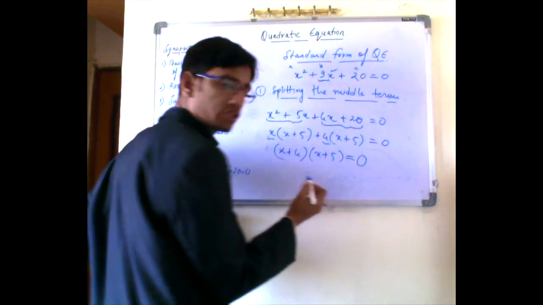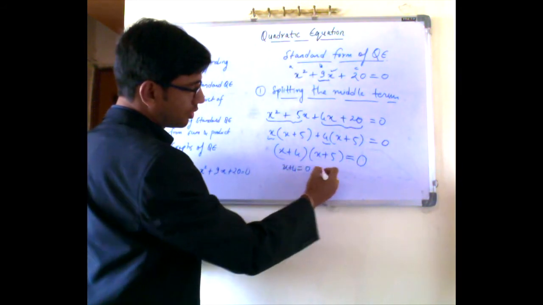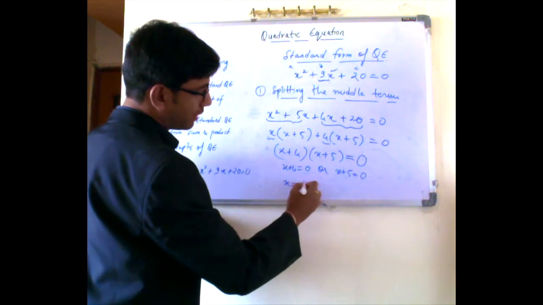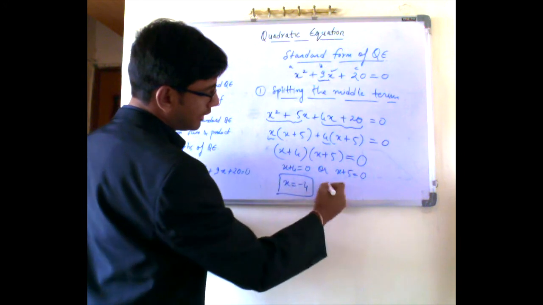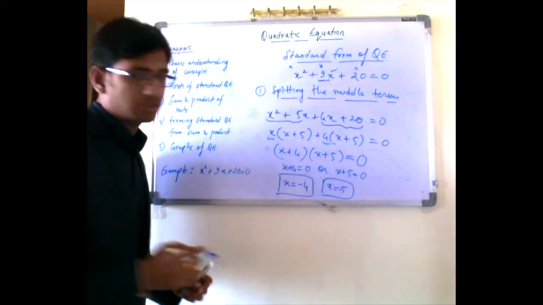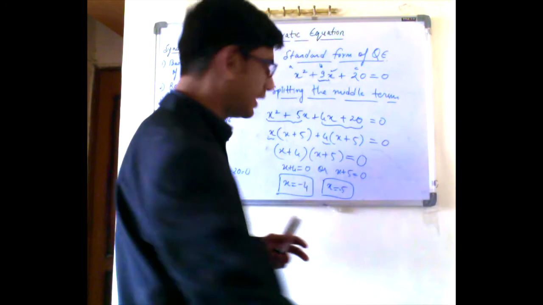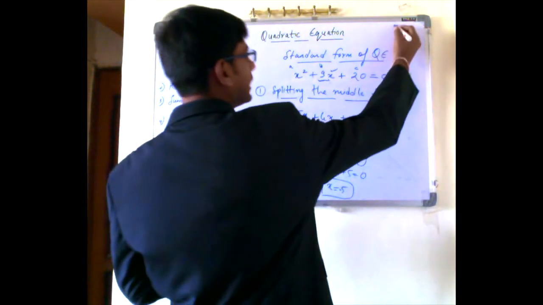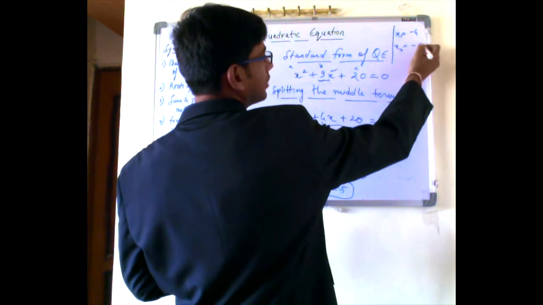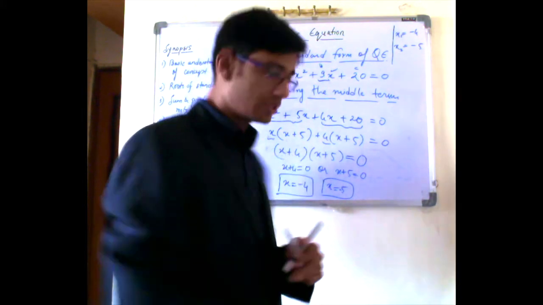So either one has to be 0. So x plus 4 could be 0, or x plus 5 could be 0. So my two roots are minus 4 and minus 5. Okay, so these are the two roots of this equation, guys. This is the splitting the middle term method, but I'll just check whether my answer is correct. I'll write x1 equal to -4, x2 equal to -5 here, and then I'll check whether my answers are correct or not.